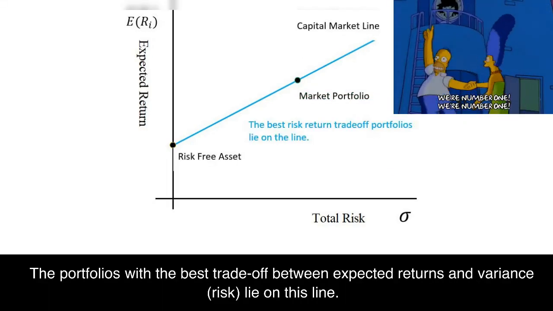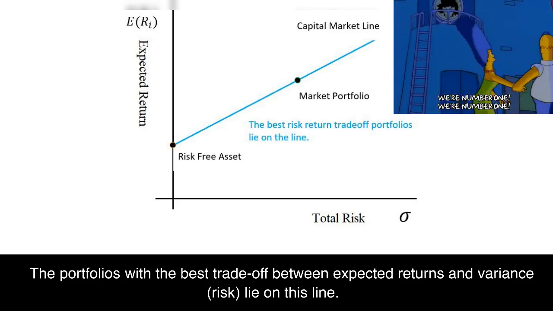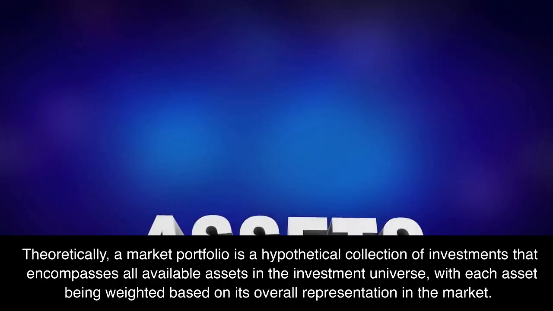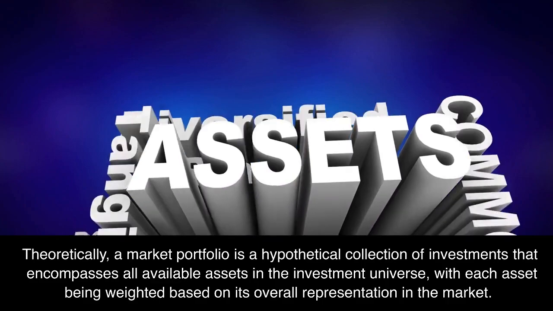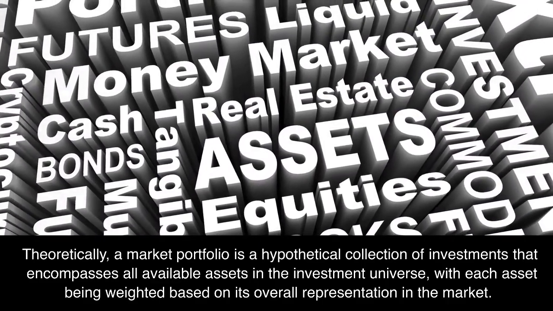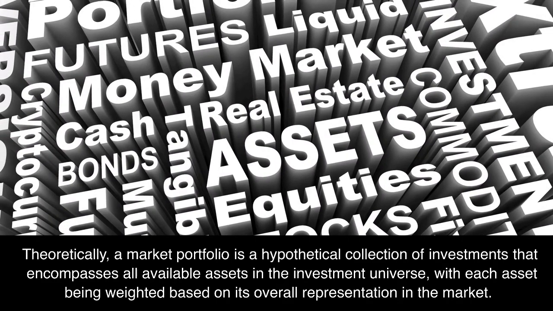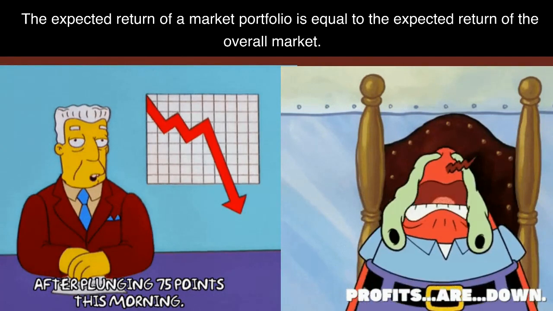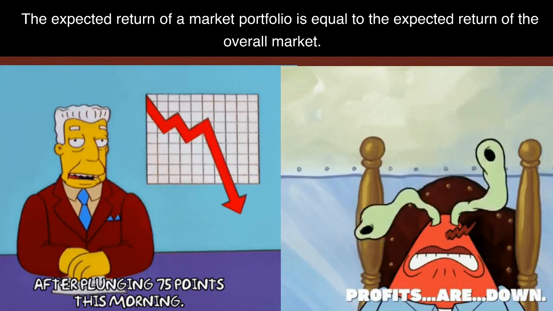The portfolios with the best trade-off between expected returns and variance, risk, lie on this line. The tangency point between the efficient frontier and the capital market line is the optimal portfolio of risky assets, known as the market portfolio. Theoretically, a market portfolio is a hypothetical collection of investments that encompasses all available assets in the investment universe, with each asset being weighted based on its overall representation in the market. The expected return of a market portfolio is equal to the expected return of the overall market.